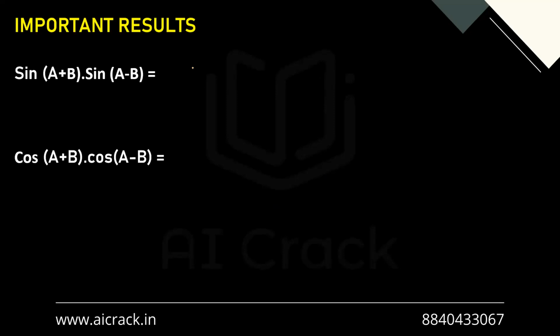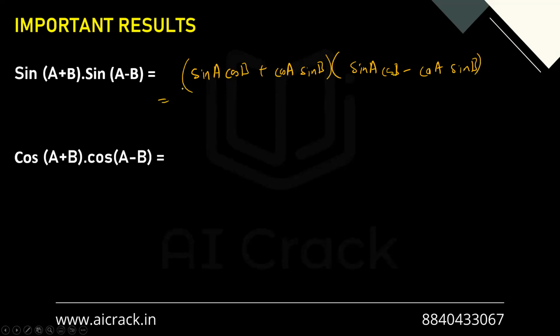So we have sine of A plus B, that becomes sine A cos B plus cos A sine B, multiplied by sine A cos B minus cos A sine B. Right. It's a simple brute force method. You're not using any trick over here. So let's try to multiply these terms.